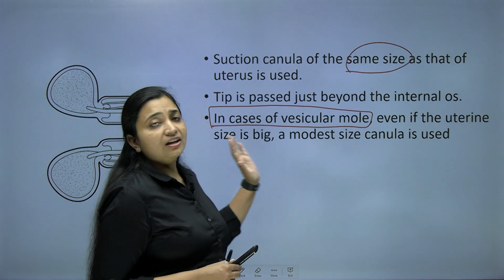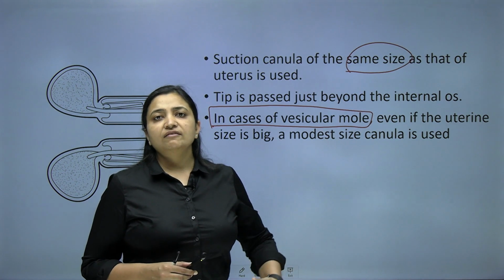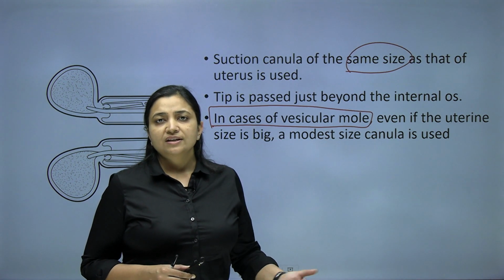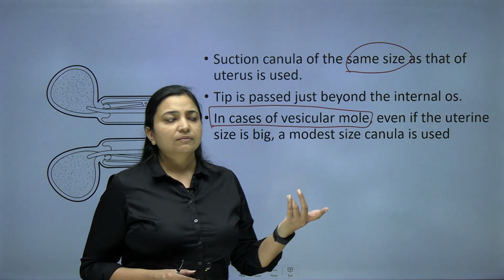So this is a very important viva question. Examiners do ask that you have got a vesicular mole, 20 weeks pregnant uterine size, what will you do? Sir, I will insert a 10 number cannula or a 12 week number cannula. The things will come out.